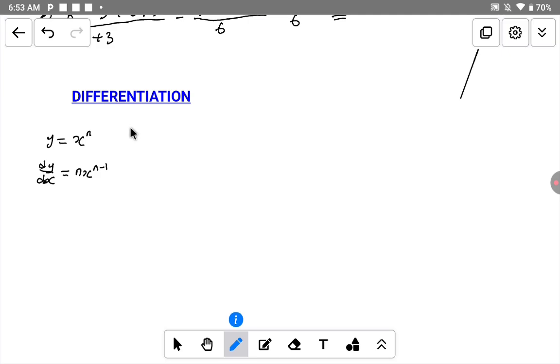What if it is the second case? If they give you a question like this, now let's say that we are given y to be equal to s. This one does not have any index.